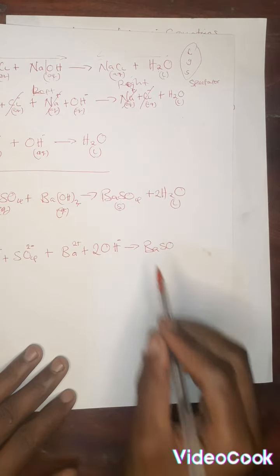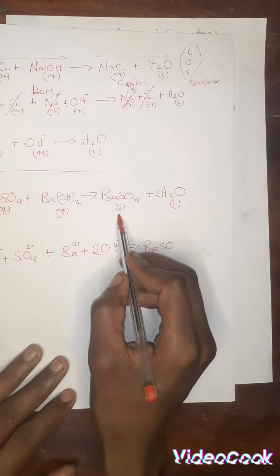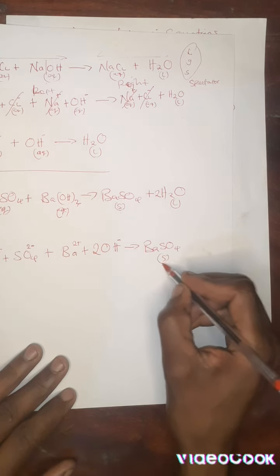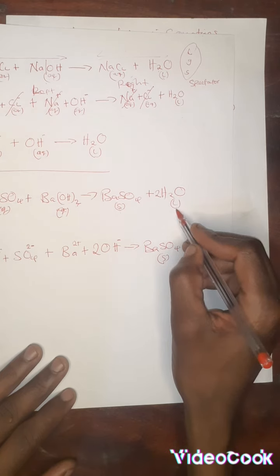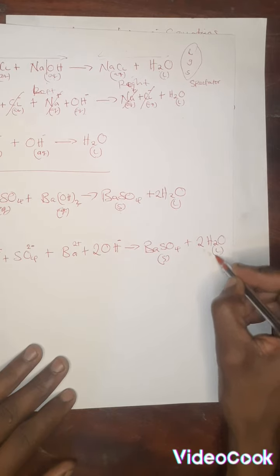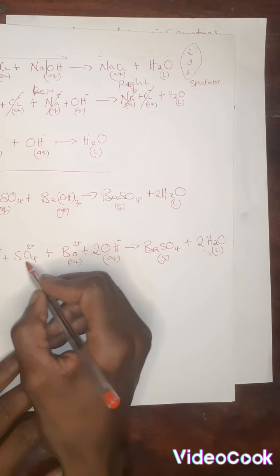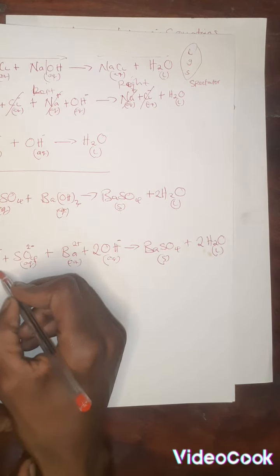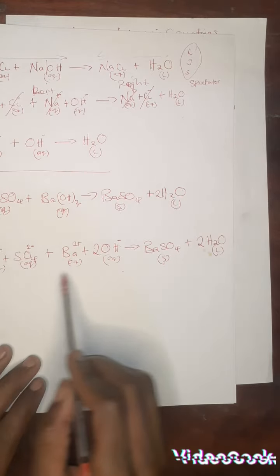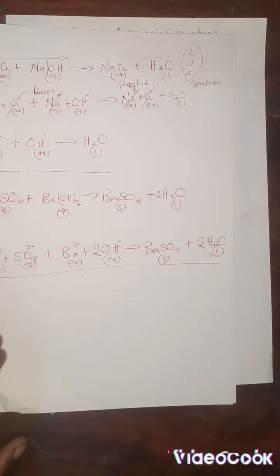We are not supposed to split this one. Do not split this one because it is in solid state. So barium sulfate, which is in solid state, plus, do not split this one again, is a liquid, so it will just be like that, 2H2O as a liquid substance. So these are in aqueous state, these are in aqueous state as well. This one also aqueous, this is also aqueous. Now if you can see, we do not have any common ion from the reactant and the product, so this becomes our net ionic equation.